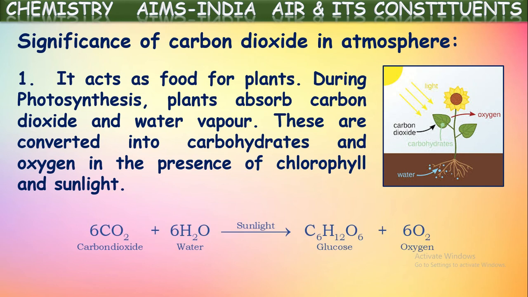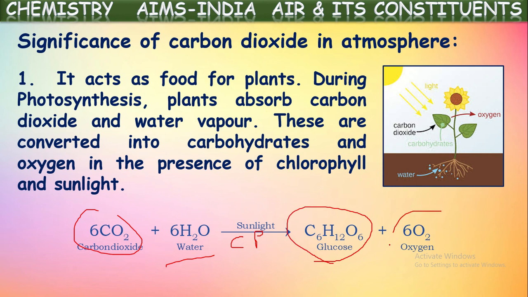So this reaction occurs during photosynthesis. Carbon dioxide and water are combined in the presence of sunlight and chlorophyll. Carbon dioxide and water react with each other and form carbohydrates like glucose. Oxygen gas will be evolved out. So this will be the food for the plants. This is photosynthesis. In the photosynthesis process, carbon dioxide is a major component used along with water.